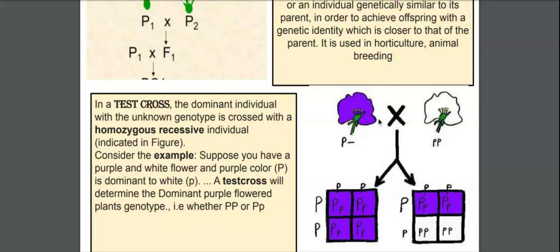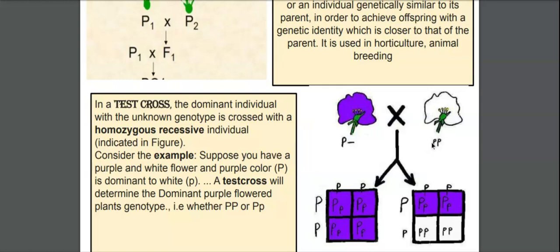So, how do we ascertain what is the genotype of this dominant individual? To do that, there is a simple solution. You do what is called a test cross. In a test cross, you can see here, you take the dominant individual and you cross it with an alternative form of that trait, which is recessive. So, in this case, you are crossing a purple flowered plant with a white flowered plant.